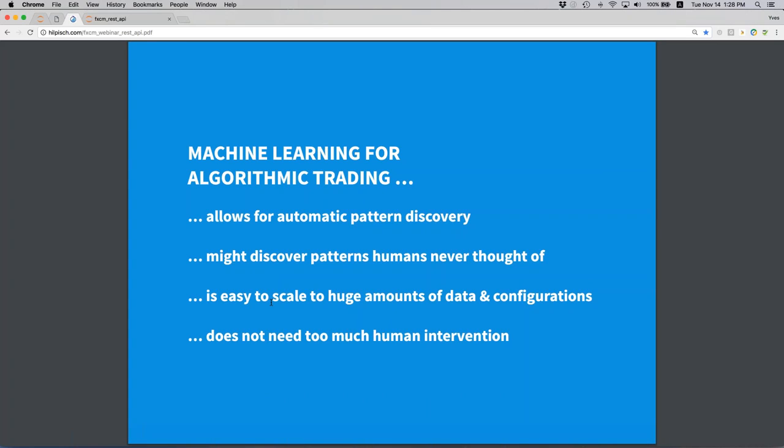Machine learning for algo trading, I think, has the following advantages. It allows for automatic pattern discovery. So we don't need to believe in something, don't need to formalize it for the machine. We just let the machine look for something worthy. So where we say, well, whenever we see this pattern, we expect the market to go up. So of course, probabilities and stuff like that are involved. Then the machine might discover patterns humans have never thought of.